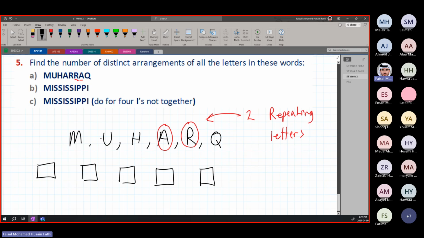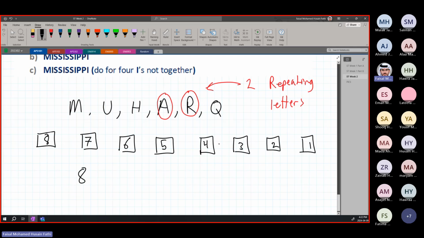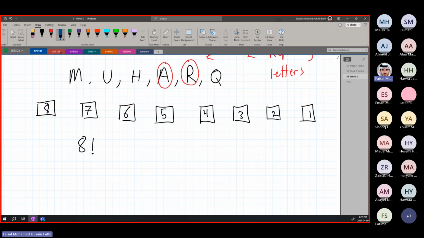It's just for explanation purposes, so you don't have to do it the same way. We have 1, 2, 3, 4, 5, 6, 7, 8 locations in total. So we have 8 boxes in total, and we have 2 repeating letters. Usually, if we are choosing, we're going to do 8. After we choose a letter, we're left with 7 letters. So we're going to do 7, then 6, 5, 4, 3, 2, 1. This is also known as 8 factorial. This would be the answer if we had no repeated letters.